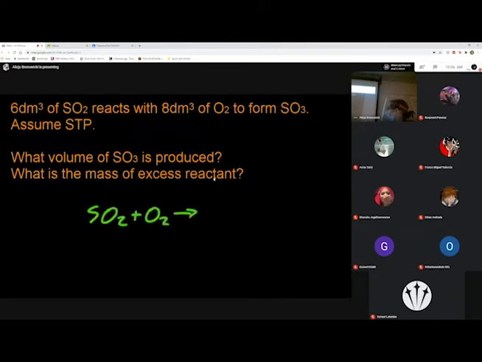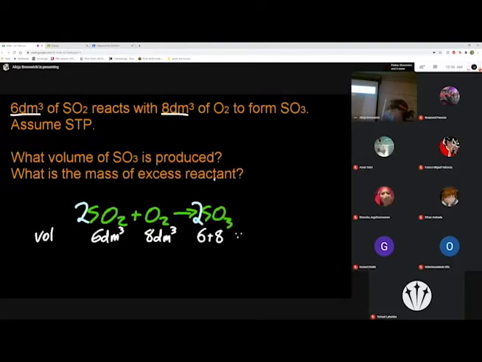Okay, so this is the contact process used to make sulfur trioxide that makes sulfuric acid to make plastics and fertilizers. You need to learn this. Let me put the values in. 6 decimeters cubed of sulfur dioxide and 8 decimeters cubed of oxygen. To find out the volume of SO3, you might be tempted to just add them up, and that's wrong. Avogadro's law says you can't do that.